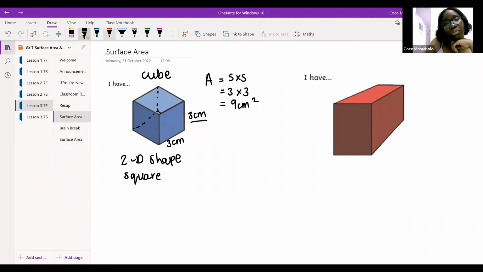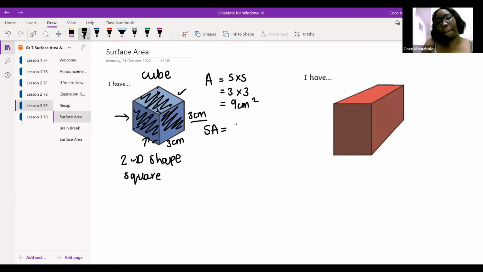Ma'am, would you go 9 centimeters squared times 6? Excellent. Yes, because I have 6 sides. So this one will be 9 centimeters plus that one, plus this one, plus the one at the bottom, plus the one on the side, plus the one at the back there. Together they make 6 of them. So I'm going to take the area and multiply it by 6. Can you tell me, what is 9 centimeters squared times 6?